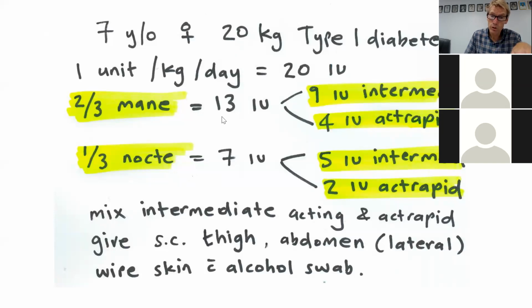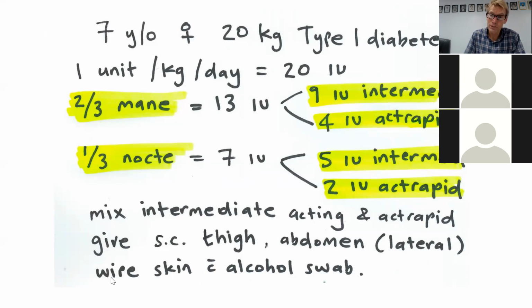So two-thirds in the morning, 13 units in the morning, of which, if we didn't have Mixtard, we'd have to mix them up. So 9 units of intermediate acting, 4 units of Actrapid. So two-thirds, and one-third nocte. So that's 7 units at night, roughly speaking. 5 units of intermediate acting and 2 units of Actrapid, or just 7 units of Mixtard at night and 13 units of Mixtard in the morning.